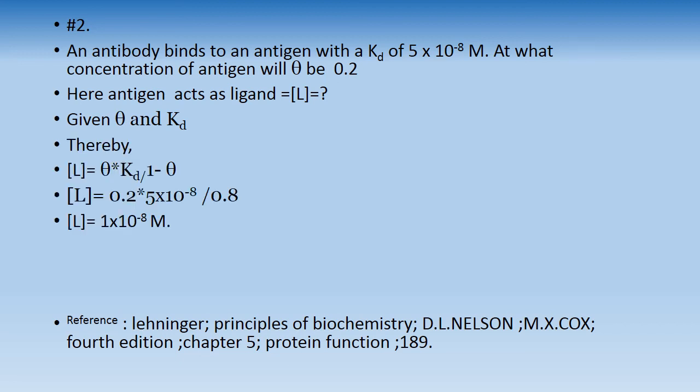So you have a very simple equation: the concentration of ligand is equal to theta times the dissociation constant divided by 1 minus theta. If you place all these values, theta 0.2, Kd 5 times 10 raised to minus 8, and 1 minus theta, that is 0.8, you will have the concentration of the ligand as 1 times 10 raised to minus 8 molar. So you get the concentration of the ligand from a simple equation. That is also given in the Lehninger book with the same reference.